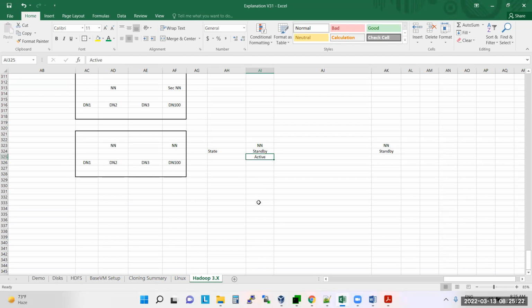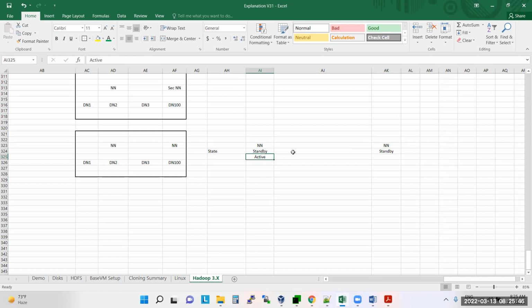If you have two active name nodes, what will happen? Confusion. Again, confusion will be there. So that's the reason. We are going with two name nodes, but along with the state. Initially, when I start both the name nodes, you have standby. But now I'm deliberately making one active.